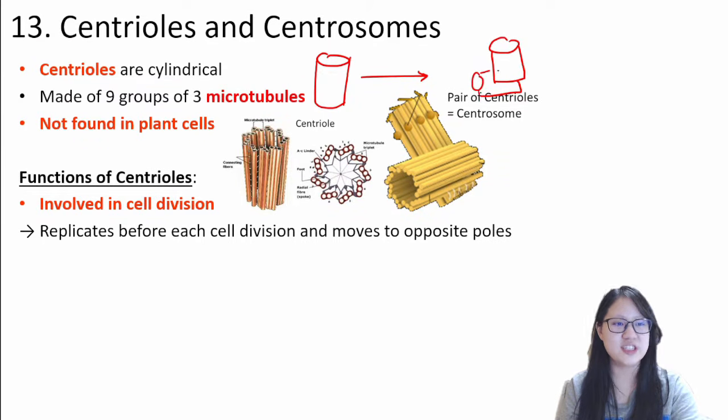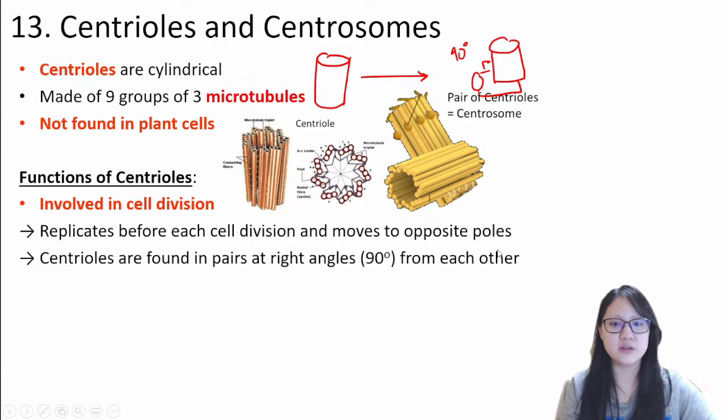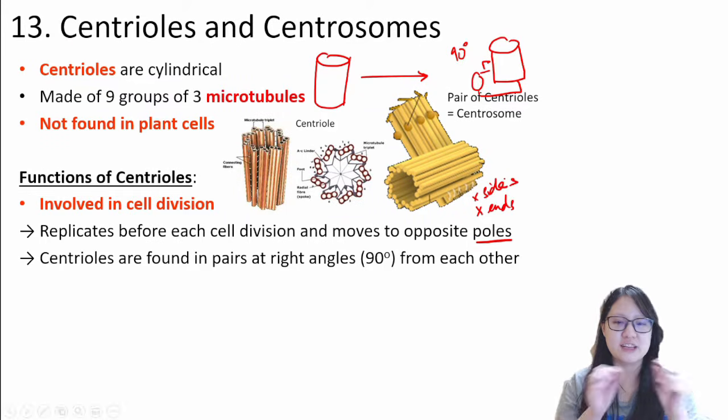This is how we usually draw it, 90 degrees here, you can see. And this replicates before each cell division and moves to opposite poles of a cell. Notice the language here. We always talk about cells in terms of poles, not ends, not sides. Opposite poles. That is the proper term.